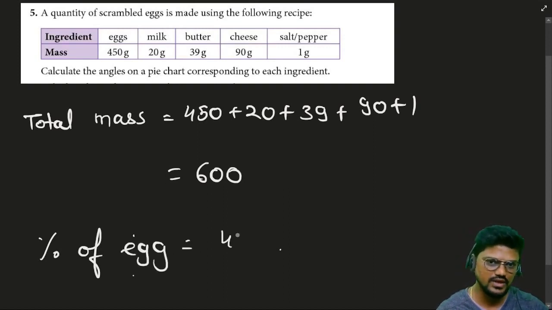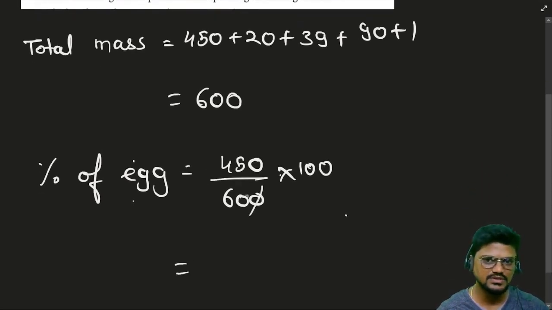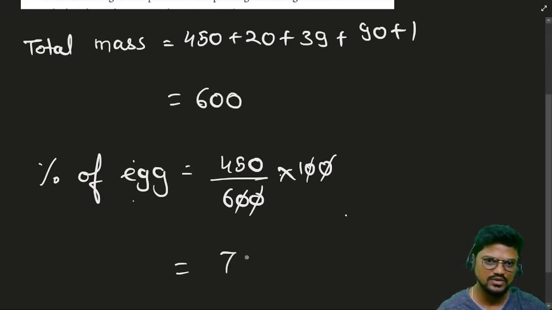That is 450 out of 600 into 100 you will do. This will be the percentage. So what is the percentage? The zeros cancel, 450 divided by 6, 75. You guys have a calculator in your hand, no? So that is 75%.